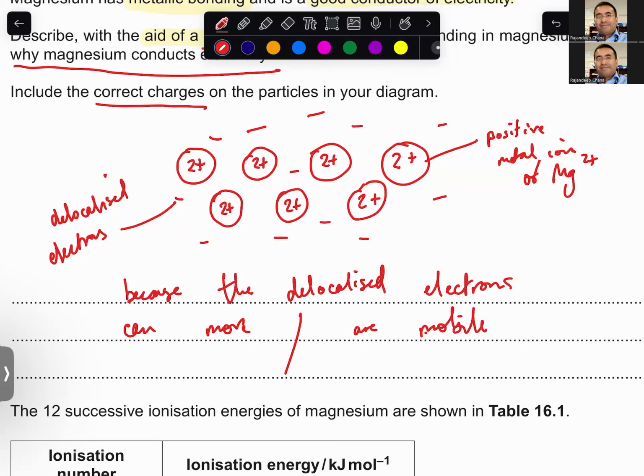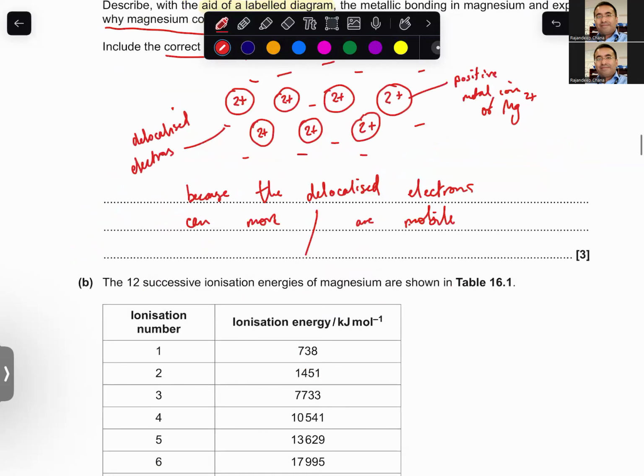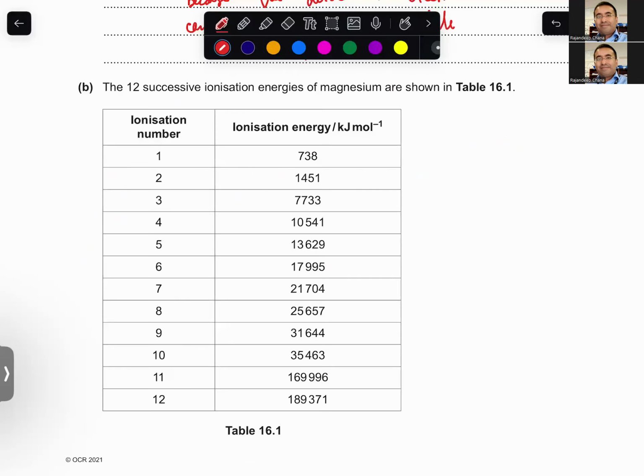3 marks. Moving on. This is the successive ionization energies for magnesium. Successive means one after the other. Magnesium is in group 2. It's got an atomic number of 12. These are all of them. All ionization energies, successive ionization energies.